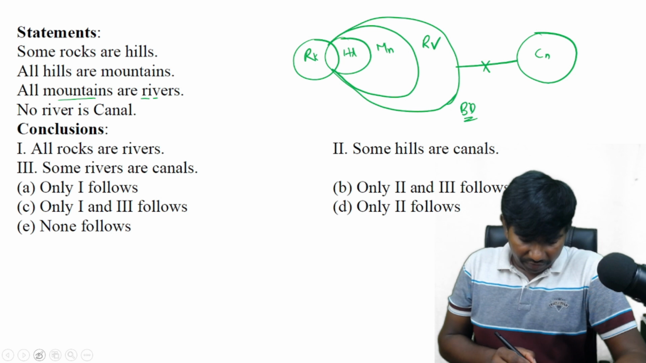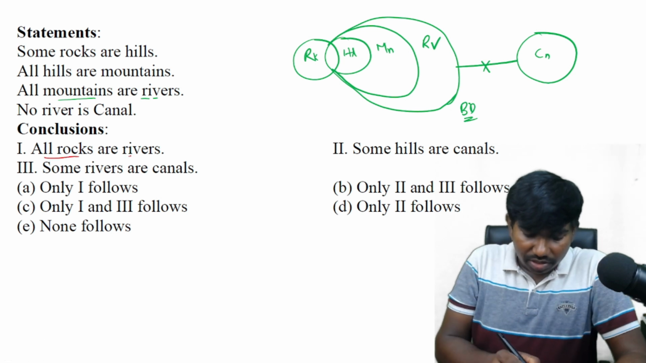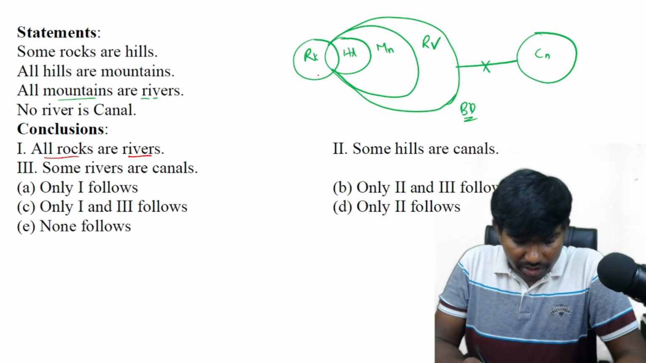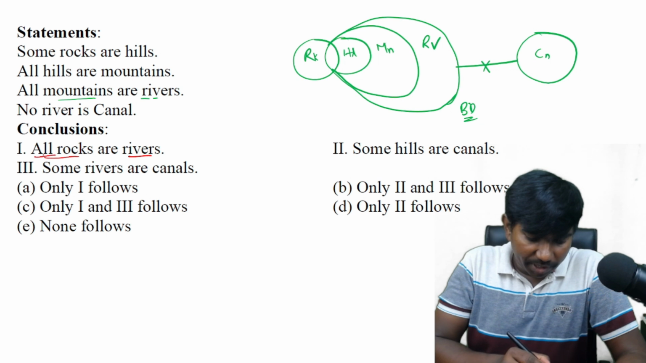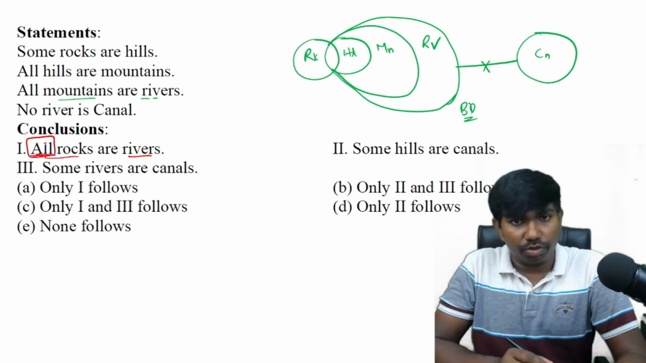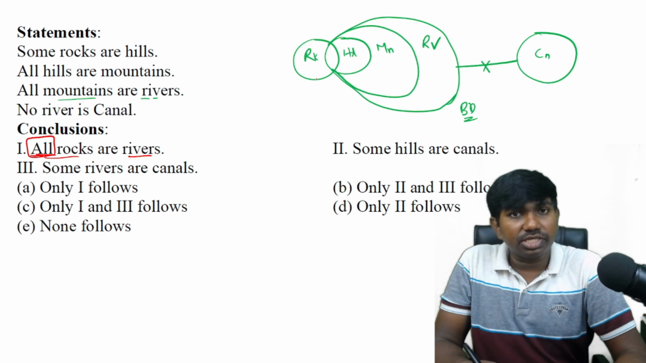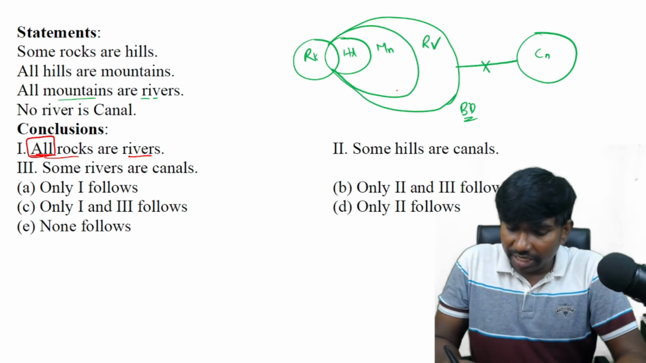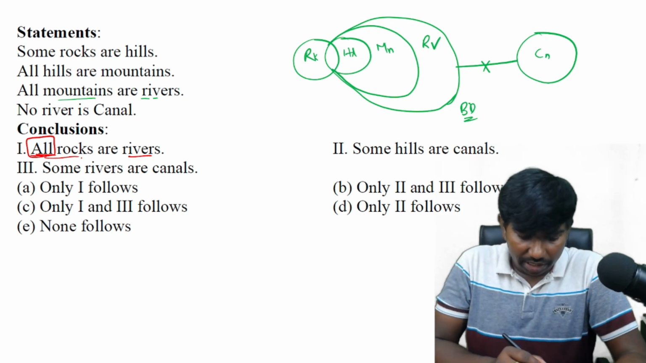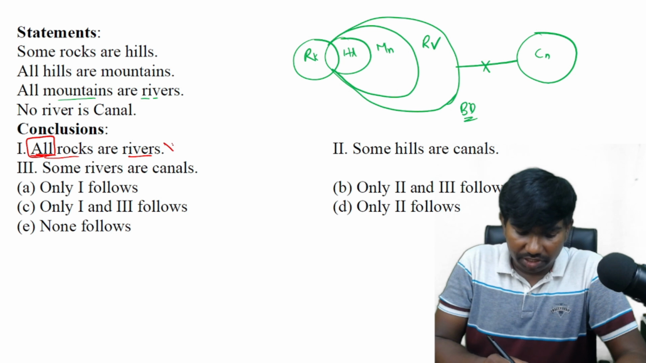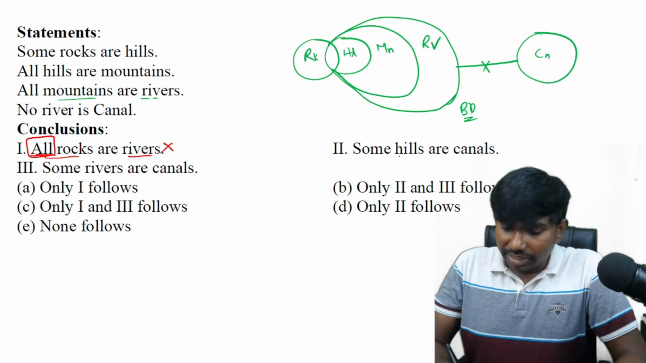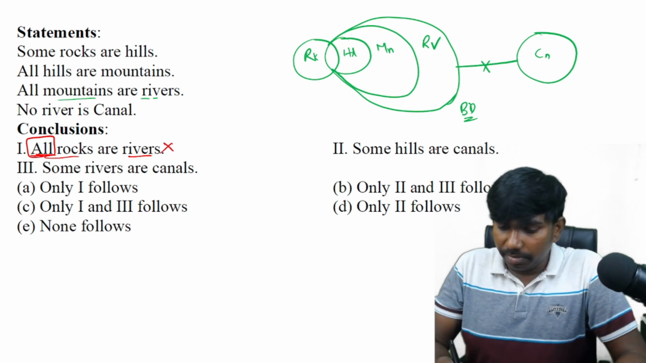So this is the basic diagram. Now verify the conclusions one by one. All rocks are rivers. Complete rock is inside a river circle? Sorry, it is a positive definite conclusion, so the basic diagram result is the final result. The basic diagram is saying it is false because all rocks are not rivers here. That's why fail. Second, some hills are canal.